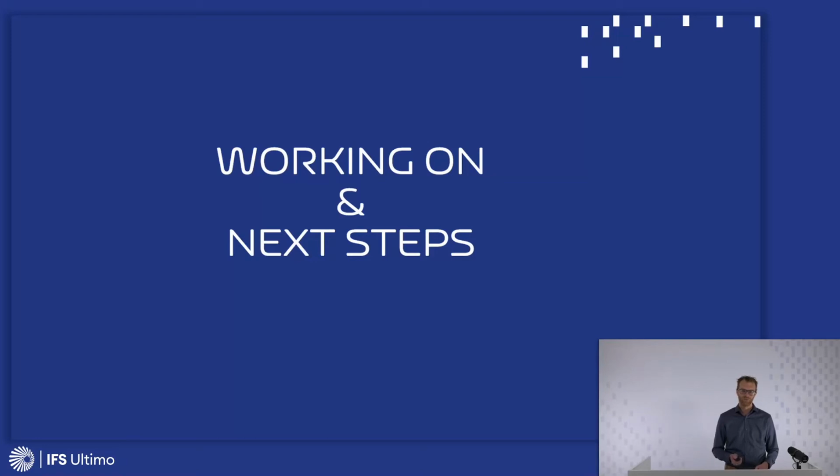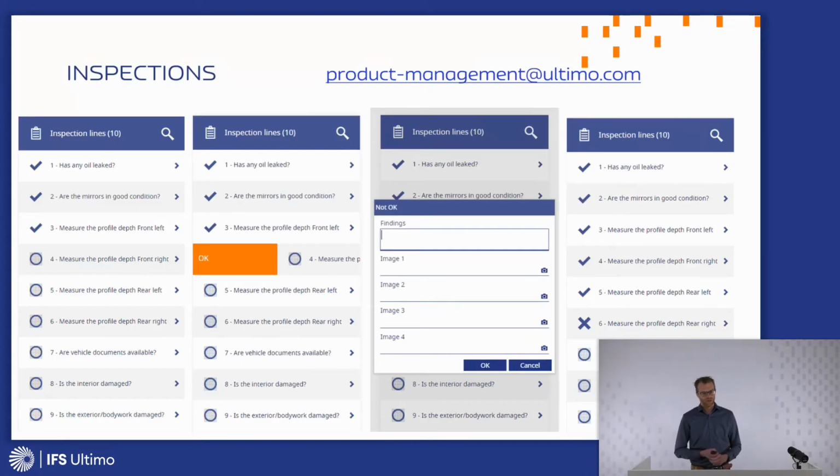What are we working on? Well, one of the first things I want to mention is the inspection functionality. The team is already starting with a customer panel to check what the requirements are to improve the inspection functionality. It is already there in web and in mobile, but we want to improve it.